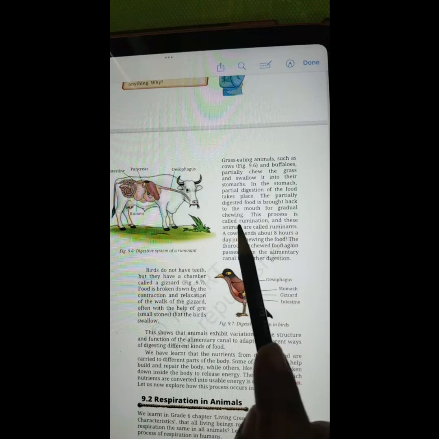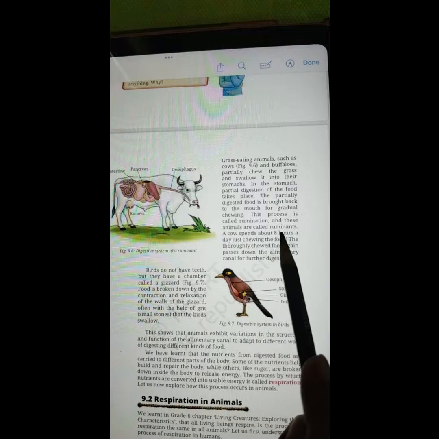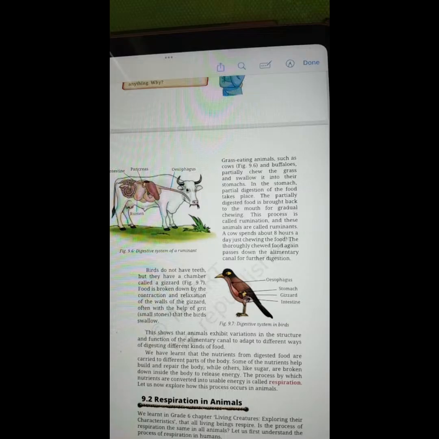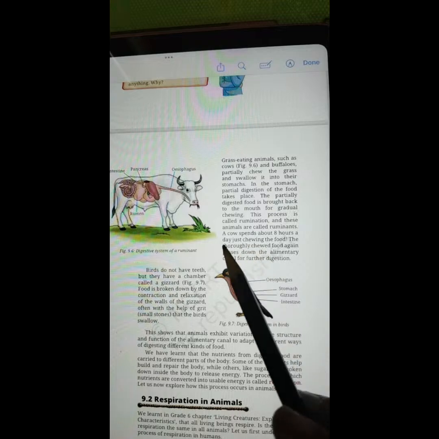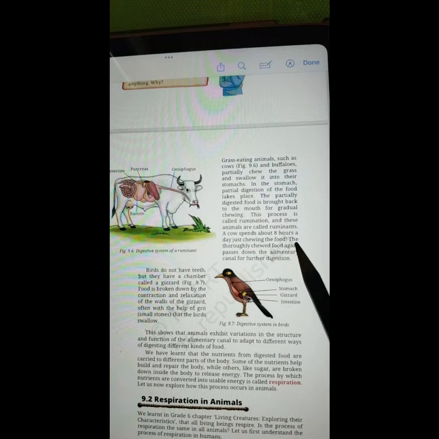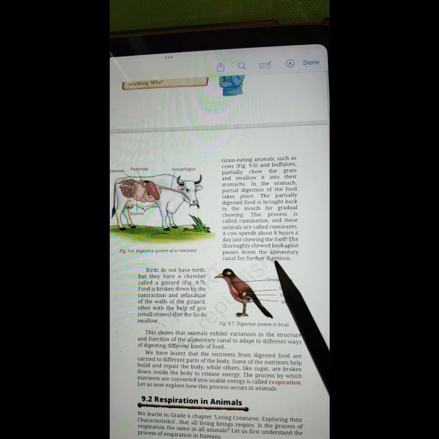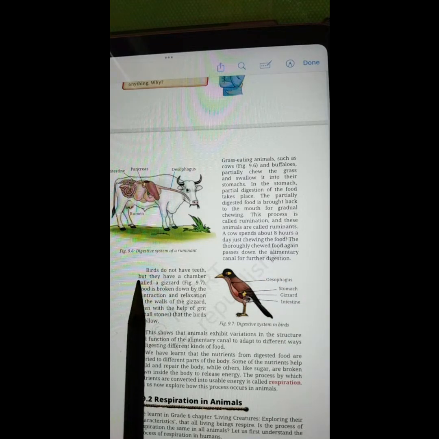This process is known as rumination, and these animals are called ruminants. Why? Because they have a stomach part which is known as rumen. So the organism is known as a ruminant. A cow spends about 8 hours a day just chewing the food. The thoroughly chewed food again passes down the alimentary canal for further digestion.